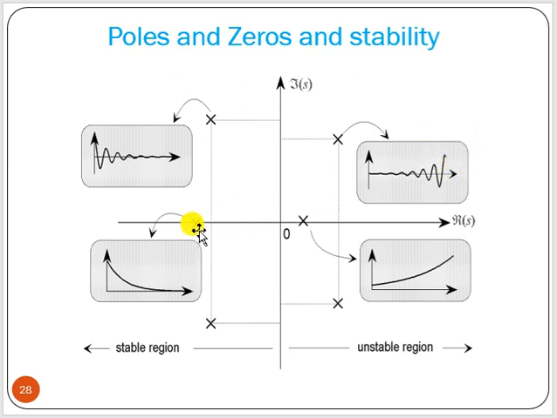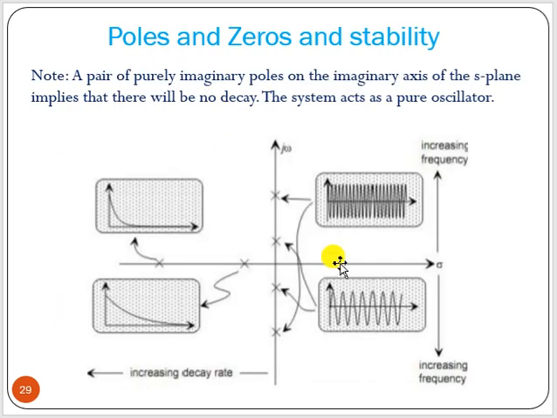Okay. Now, if it is on the real axis in the left half plane, that means exponentially decaying. For the right half plane, what happens? It increases exponentially and goes to infinity. So again it blows up. That means for the right half plane we have the unstable region. For the left half plane, it is the stable region. Now we have already shown this.